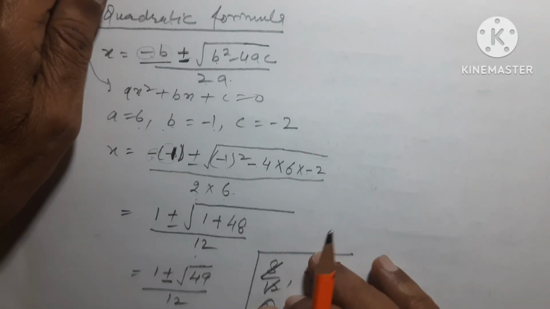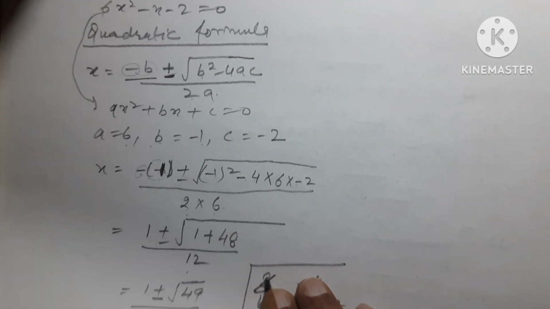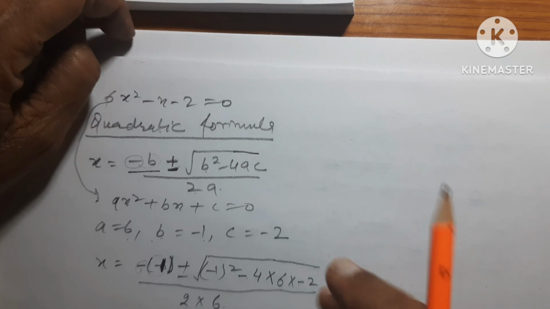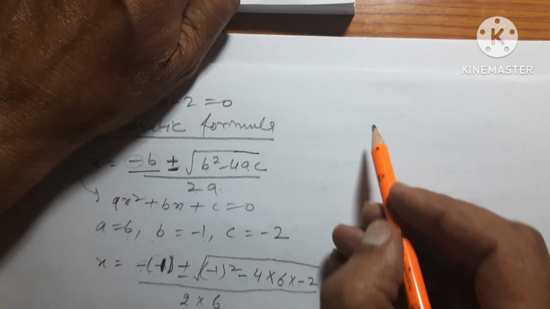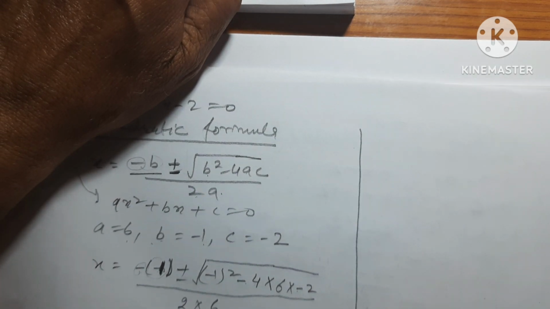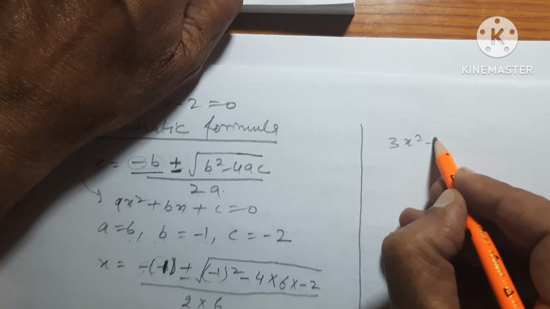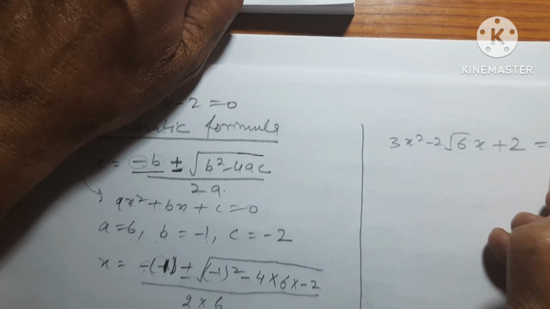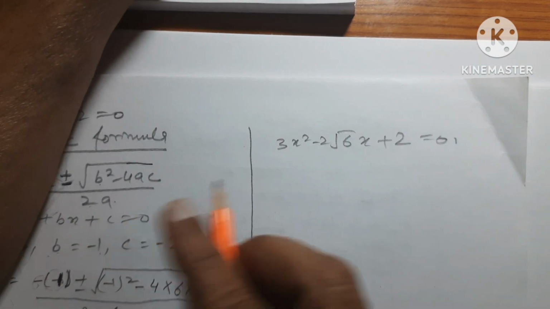So you have to practice this, then it will become easy. Let me take a little difficult formula and a little difficult equation. Let me take this one: 3x square minus 2 under root 6x plus 2 is equal to 0. How to solve this using the quadratic formula.